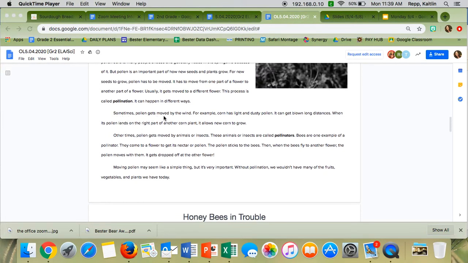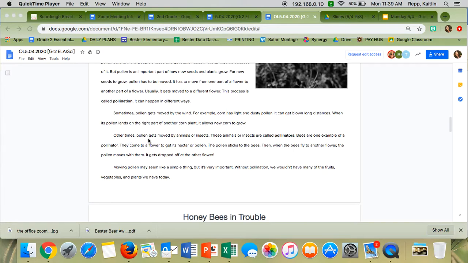Sometimes pollen gets moved by the wind. For example, corn has light and dusty pollen. It can get blown long distances. When its pollen lands on the right part of another corn plant, it allows new corn to grow.